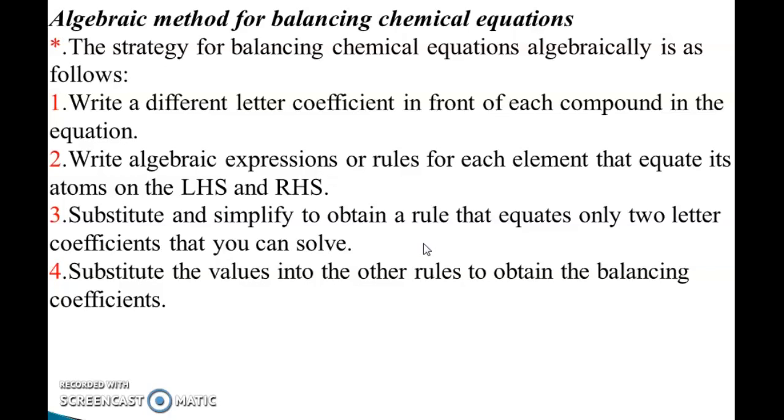This means in the beginning you have to find, as far as possible, the values of these letter coefficients through the algebraic equations. The fourth thing is to substitute the values into the other rules to obtain the balancing coefficients. After getting the value of two or more coefficients, we put them into the other equations to get the numeric values of the remaining letter coefficients, which help in balancing the chemical equation.